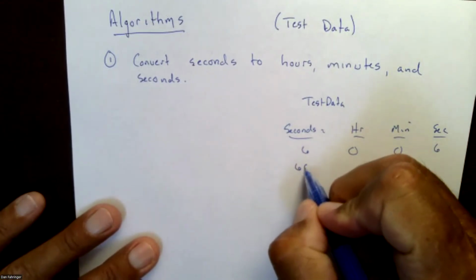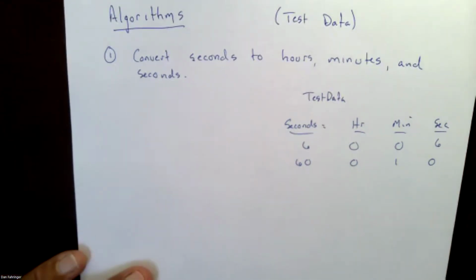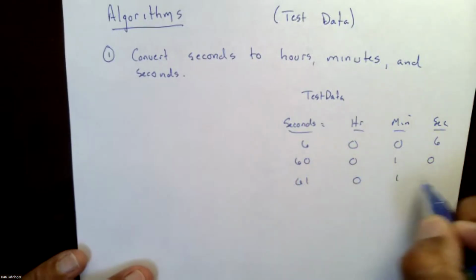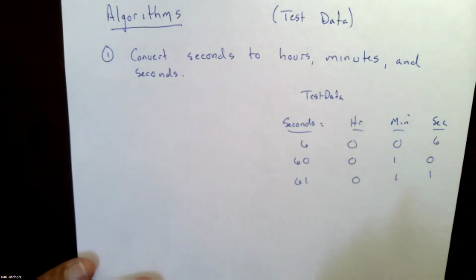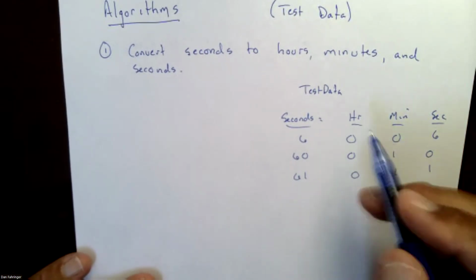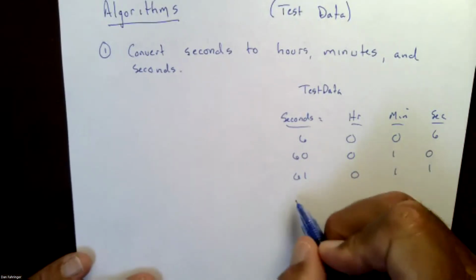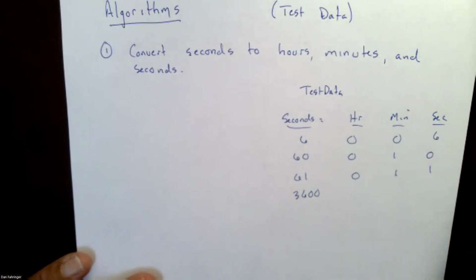What if I do 60 seconds? Should be that. 61 seconds should be that. What would be an hour? An hour's how many seconds? 60. 60 seconds is a minute. So how many would be an hour? Something like that.